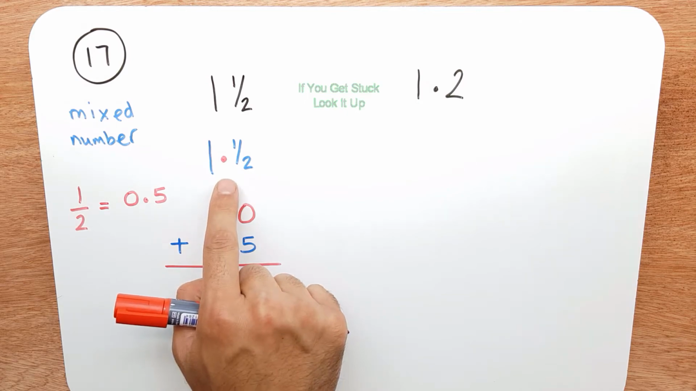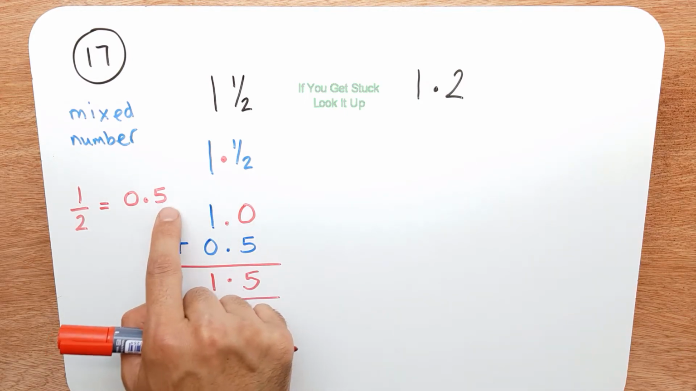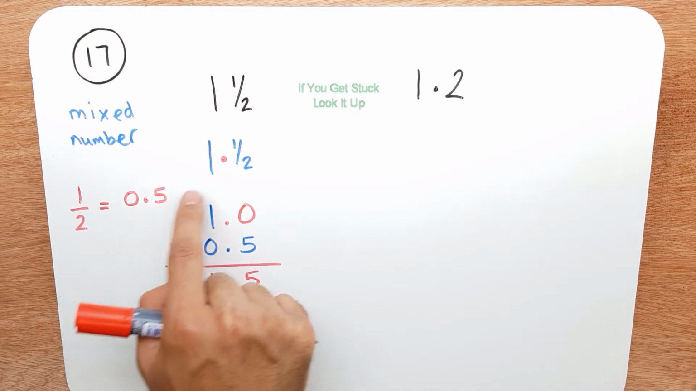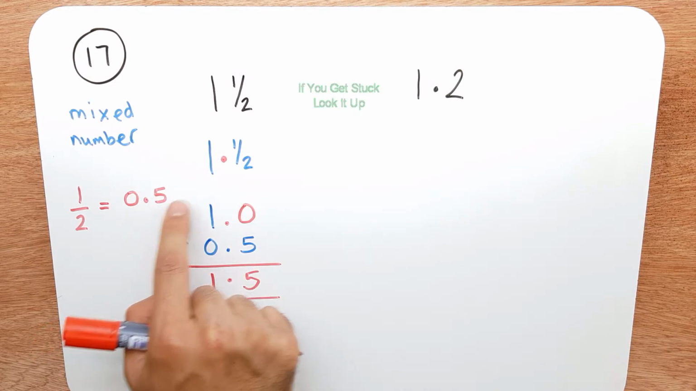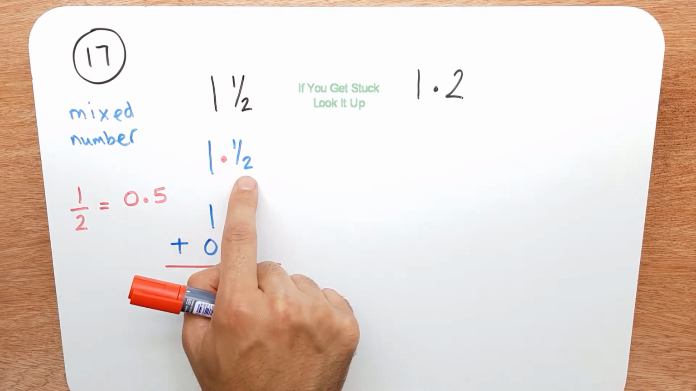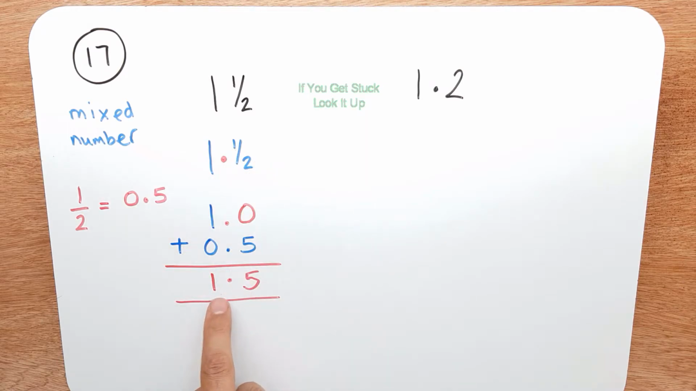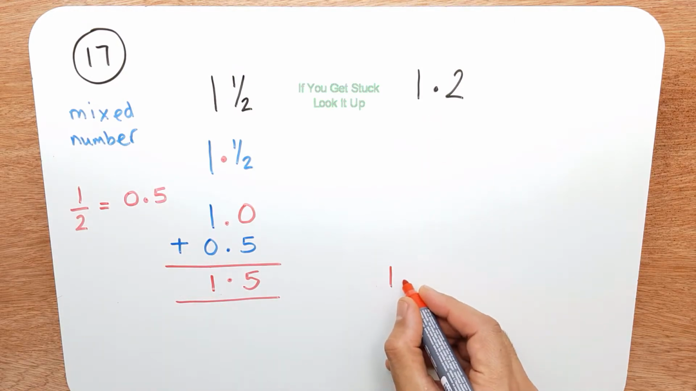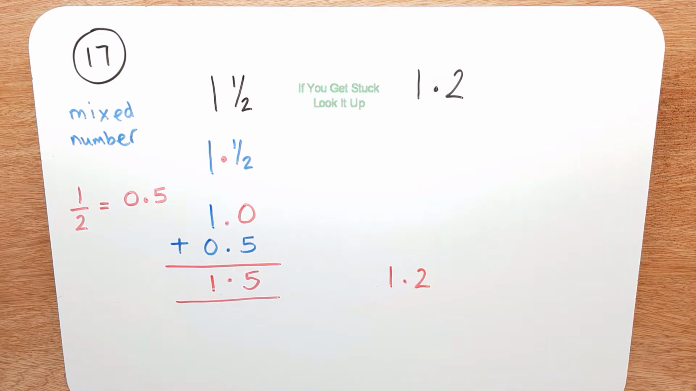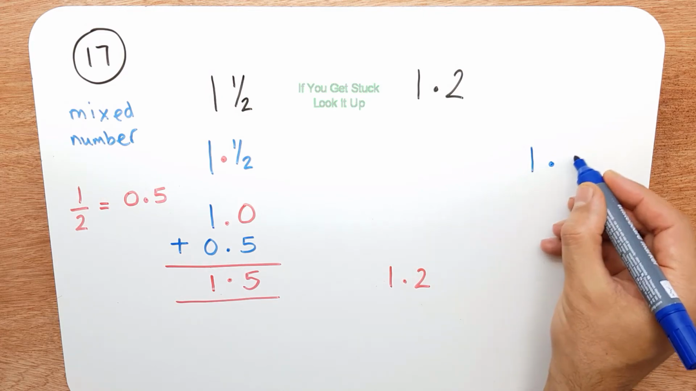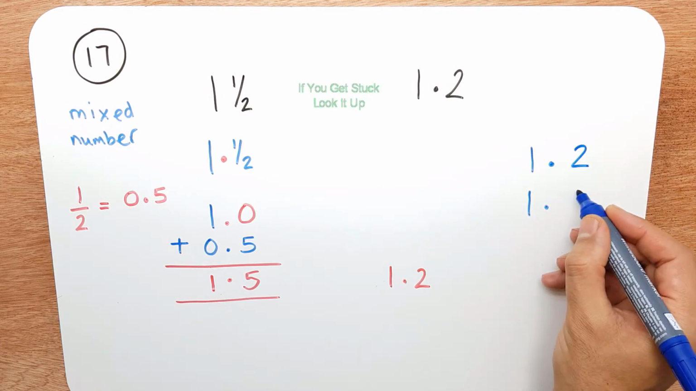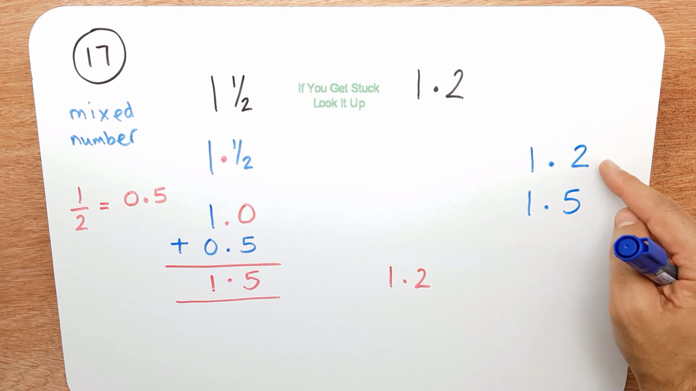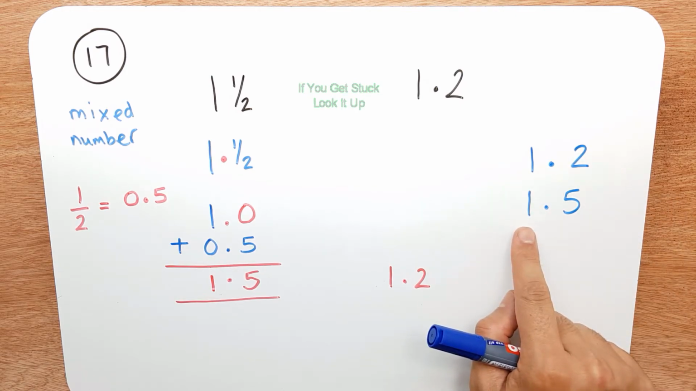Now if you're very careful and you practice, you will know that you can put this straight into there. So this 0.5 will go there, 0.5. So this half will disappear and you'll end up with 1.5. So we have 1.5 here and we need to compare it to 1.2. Now what I'm going to do is I'm going to line these two up. 1.2 and 1.5.